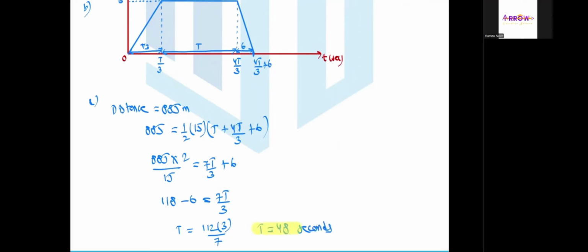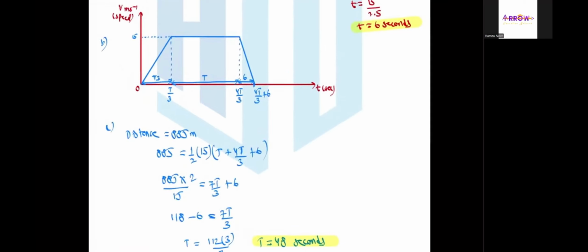And now you can check this: when the value of t is 48 seconds, t over 3 is basically 48 divided by 3, which is 16, and a duration of 16 seconds is higher than the duration of 6 seconds. So obviously, the last stage of the journey would have a steeper line. The absolute value of the gradient in the last stage of the journey would be higher, meaning the magnitude of deceleration would be higher as compared to the magnitude of acceleration over here.